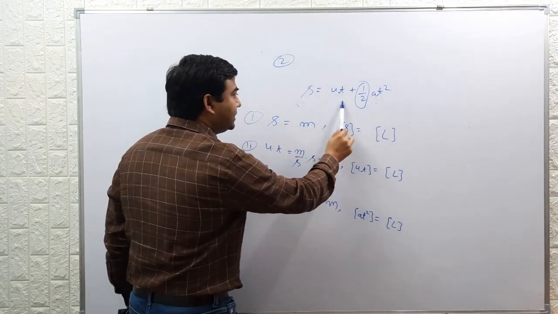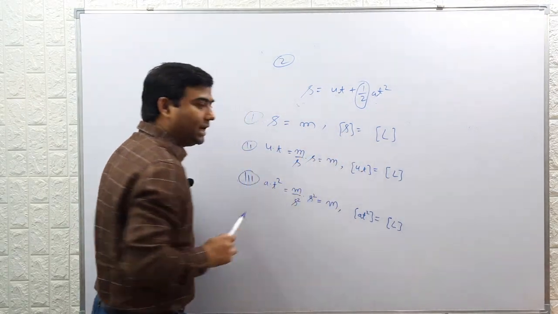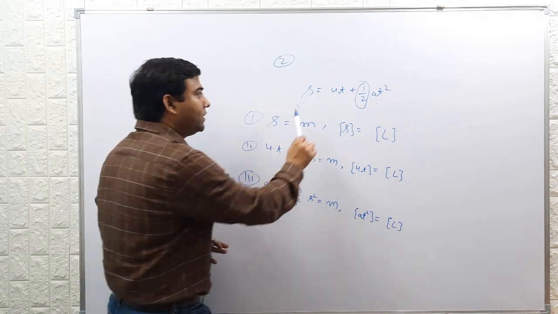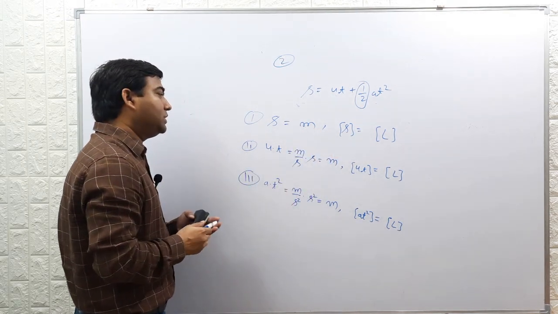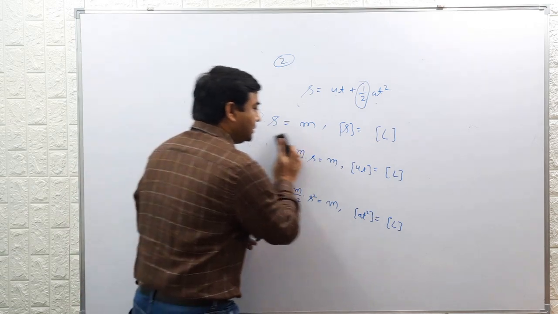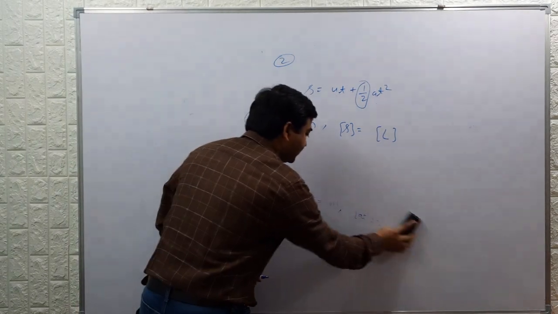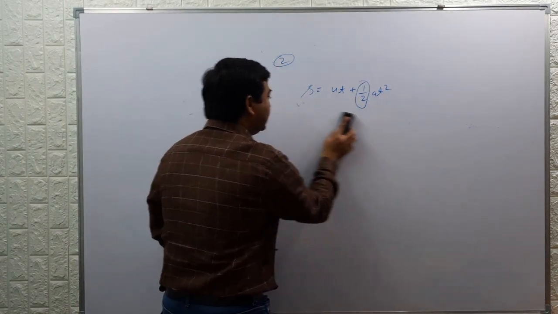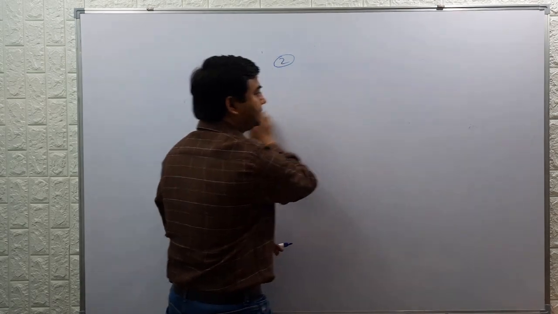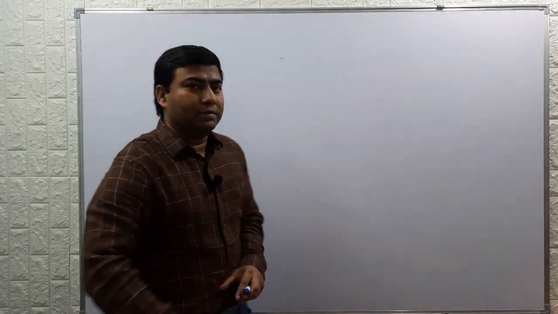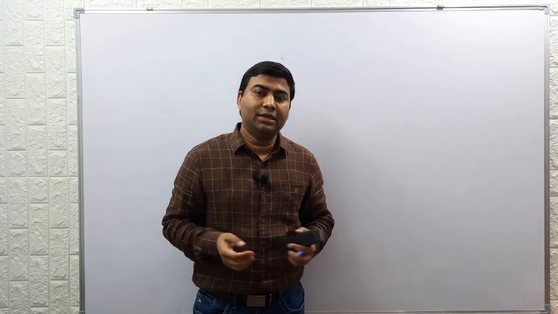Here we see every term has dimension L. Hence the dimension of every term is the same. So the principle of homogeneity is being satisfied here. Hence the equation is dimensionally correct. So that is the second application of dimensional analysis.